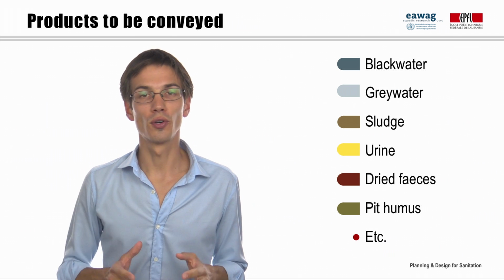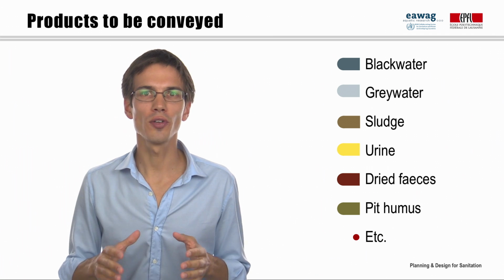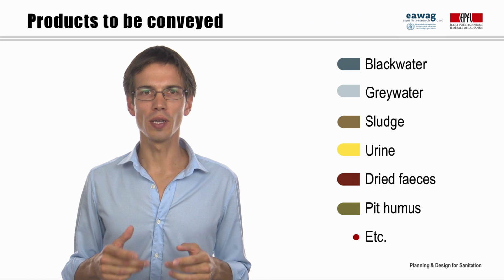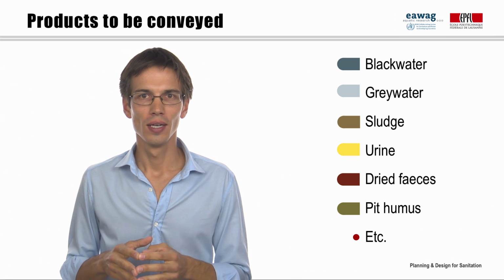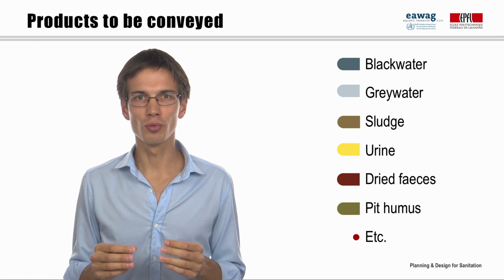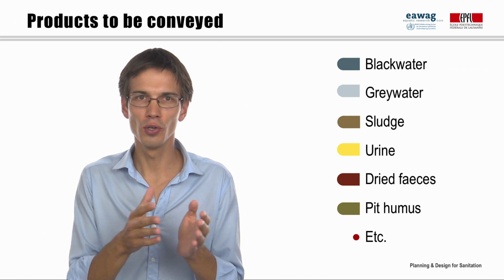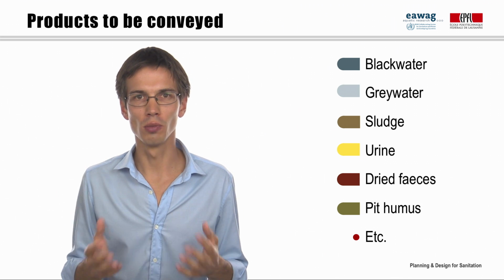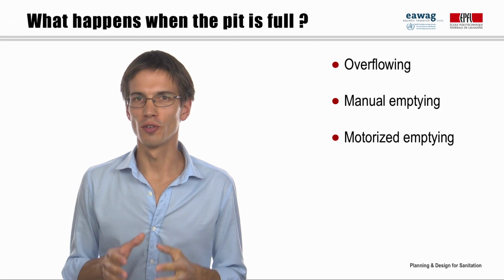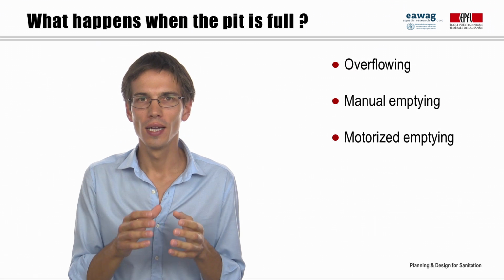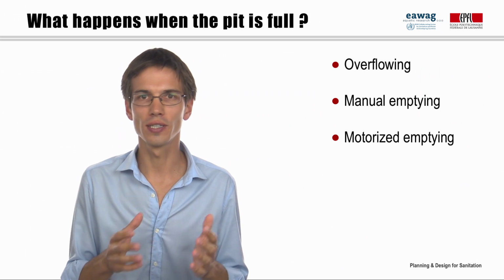Many development projects focus only on drinking water supply or the provision of latrines. However, in both cases, building new infrastructure also implies new sanitation products which need to be transported and properly treated. These products, which we call here output products, can be, for example, black water and grey water, sludge, urine, dried feces, or pit humus, according to the technologies that are implemented. We will focus now on the transport of products from on-site sanitation systems and, more specifically, the conveyance of sludge, or if you prefer, fecal sludge or septage.